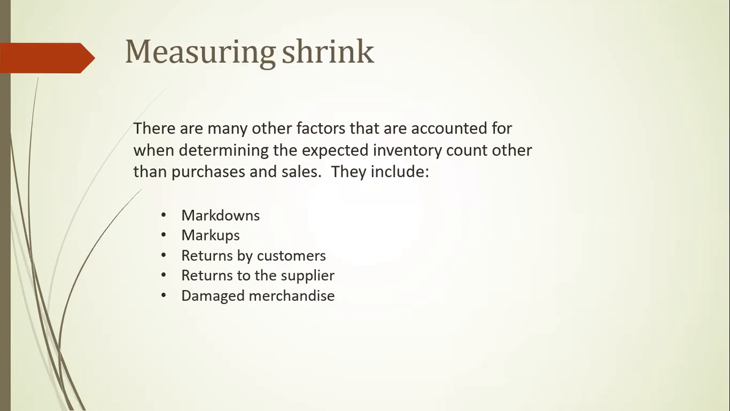Now, measuring the shrink. There are many other factors that are accounted for when determining the expected inventory count, other than purchases and sales. They include, first one, markdowns. Other than theft and all I told, there are two pricing strategies. I hope you know this: markdown and markup. What are these? What is markdown and what is markup?